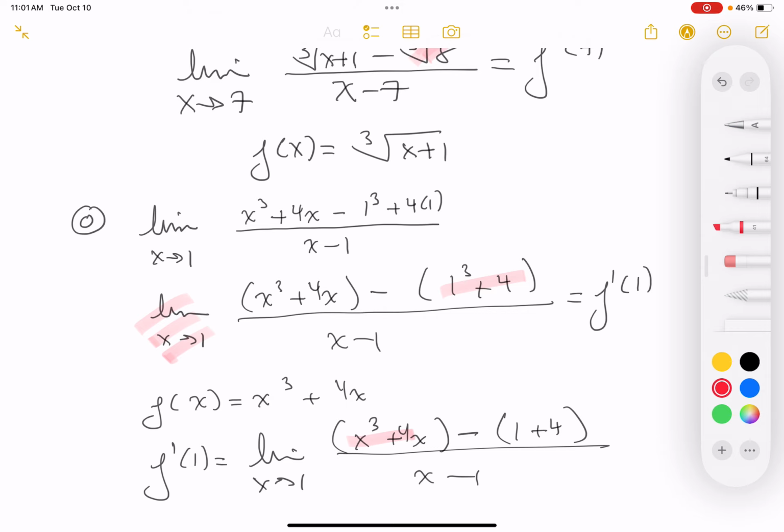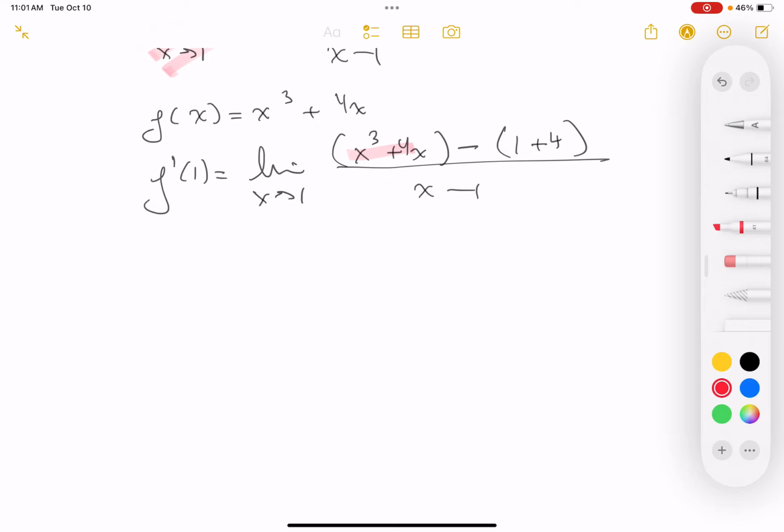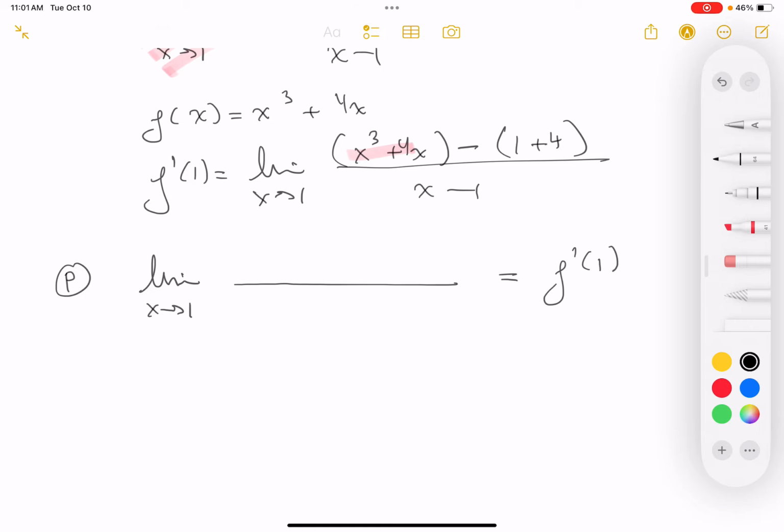And we're going to move on to the next one, which is going to be letter P. I think that's the last one. Let me just check to make sure. Yeah, that's it. And then we'll take another tiny break and move on to the next set. So P, let's see, limit as x goes to 1. Now, before I say anything, I hope this is like f prime at 1.